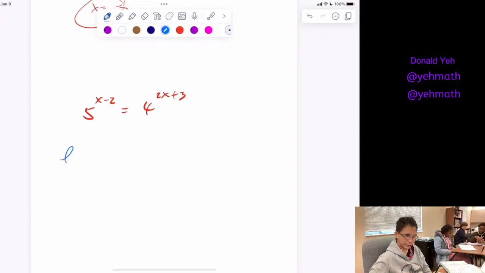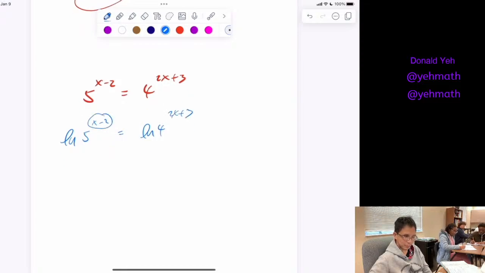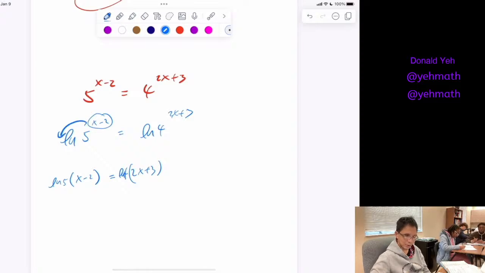Natural log. So I can do natural log of 5 to the x minus 2 equal to natural log of 4 to the 2x plus 3. So what happened is the power is going to be put in the front, and there will still be natural log 5. So let's just bring the power down, and that is going to be the same thing. 2x plus 3, put it in the front, but I'm going to put the natural log of 4 in the front like this. It seems like they're the same. One is dropped to the front, right? And now just distribute it.